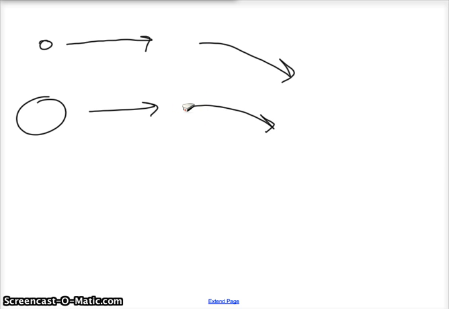Which would be easier to make it turn? Okay, so you should say the tennis ball will be easier than the bowling ball, because the tennis ball has less mass, so it's easier to turn than the bowling ball. And that's just the physics things.